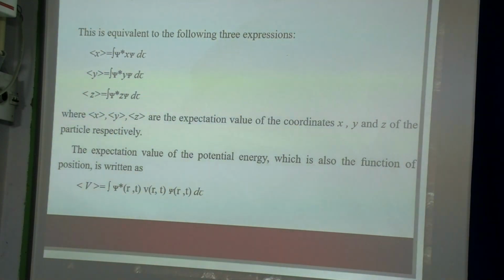If we calculate for a single dimension, for the x direction, then the expectation value of x will be equal to integral psi star x psi d tau. For y, psi star y psi d tau. For z, psi star z psi d tau. Here the left hand side x, y, z are the expectation values of the coordinates x, y and z of the particle respectively. Similarly, for the potential energy, the expectation value will be given as V equal to integral psi star r comma t V of r comma t psi of r comma t d tau.